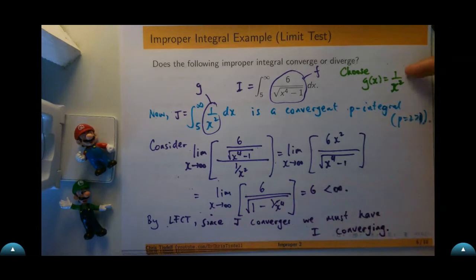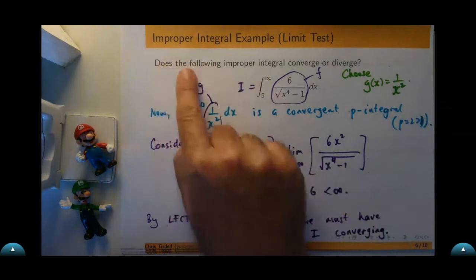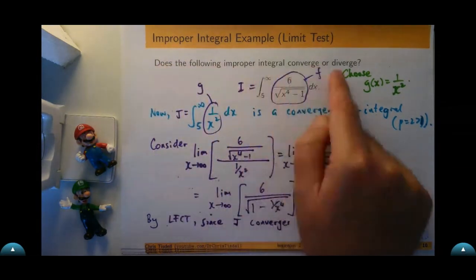So yeah, what a lot of students find difficult with these problems is they don't know whether they're trying to show that it converges or diverges. And you can see the question, does the following improper integral converge or diverge? At the start of the question, you don't know, right? So you have to look at the integral and go, am I going to try to show that it converges, or am I going to try to show that it diverges?